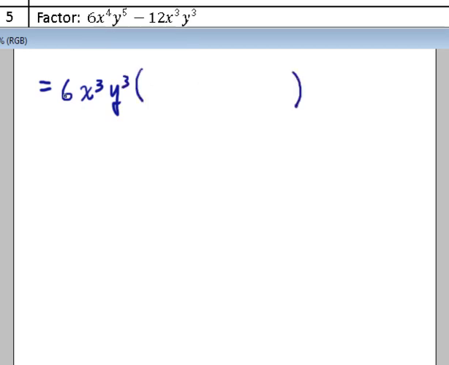So if we pull out the 6, we have that here. From x to the 4th, we pull out x cubed, we're left with x. From y to the 5th, we'll pull out y cubed, and we're left with y squared. From 12, we pull out 6, we're left with 2. And we pulled out the x cubed and the y cubed.